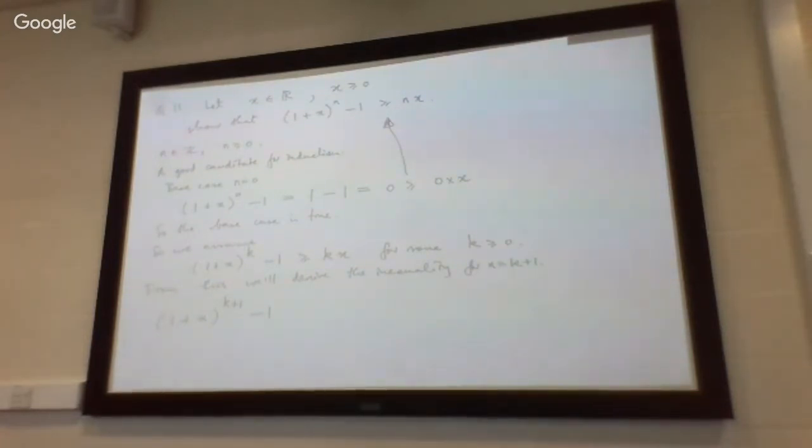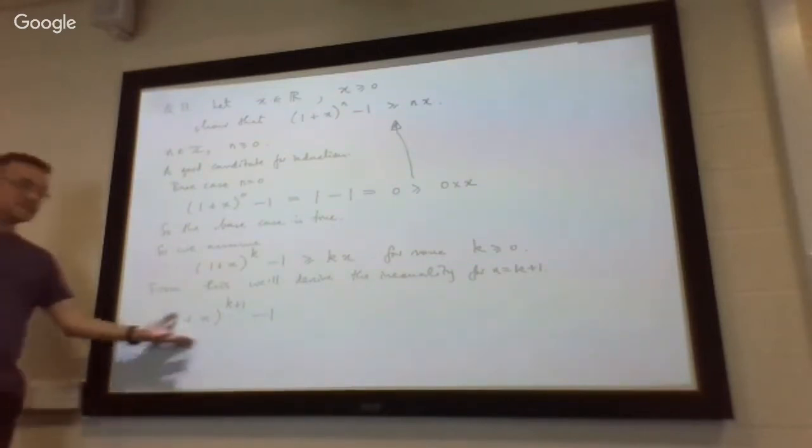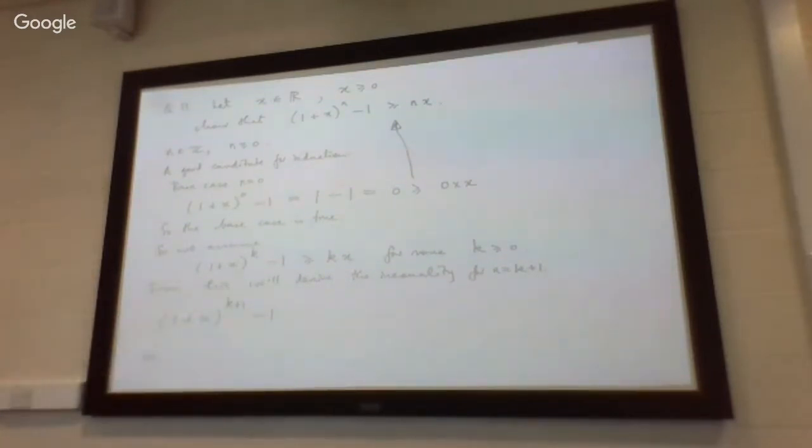Split that power up. So inspired by what we did with the summation, instead now we're going to factorize this. Factor off the power k. And then we need the extra factor, 1 plus x. And then you still got the minus 1.